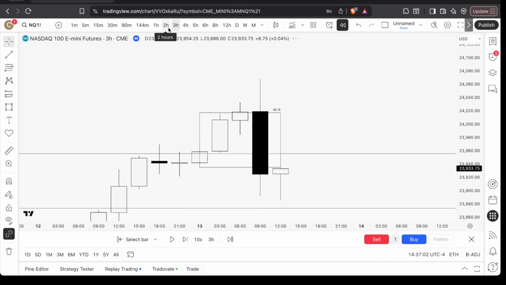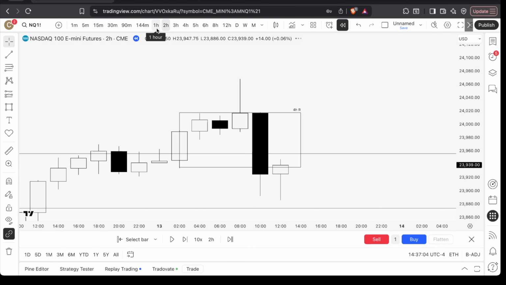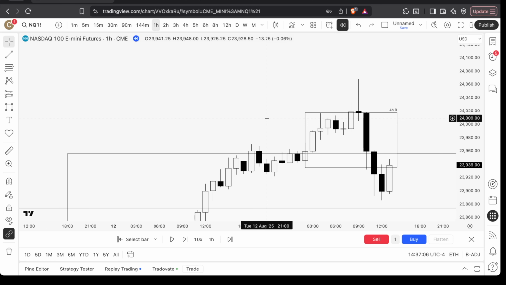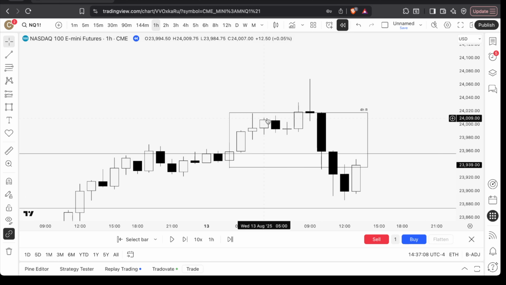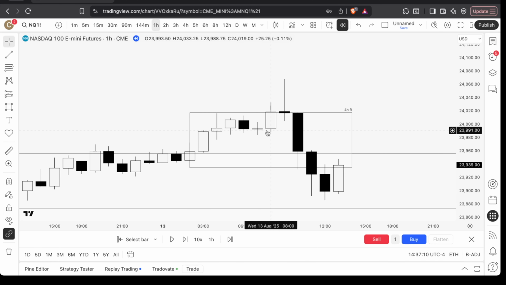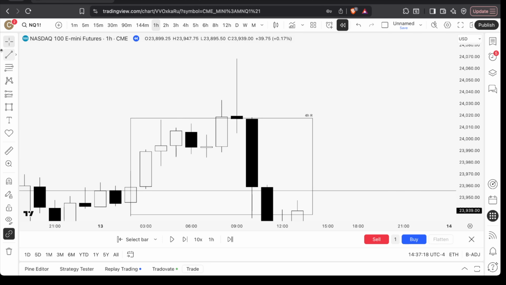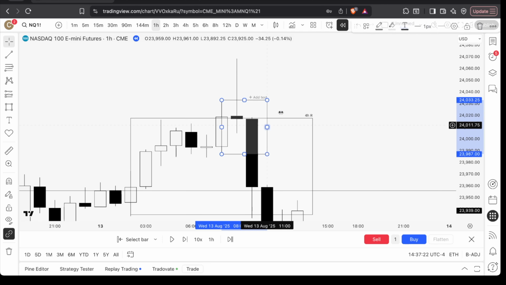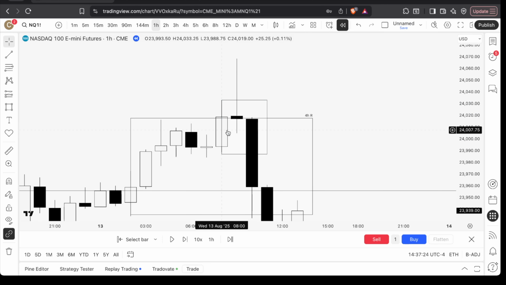So going into 3 hours, 2 hours, 1 hour, you can see how it played out. Here we had a turtle soup. This was an intra turtle soup, and still on 1 hour is the same thing. As you can see, this candle took out the high, still remained in this candle's range. The next candle took out this range low.